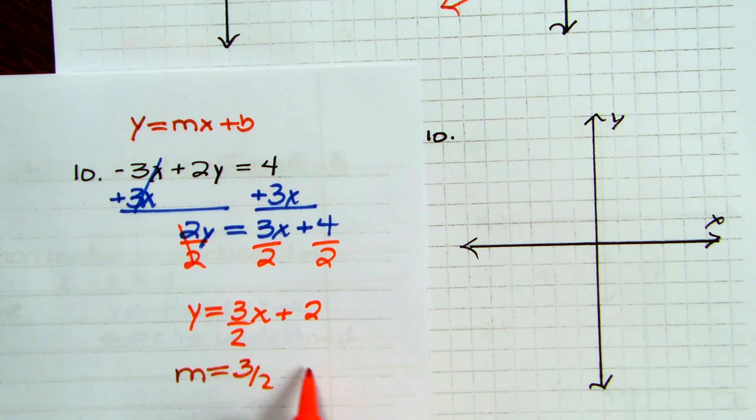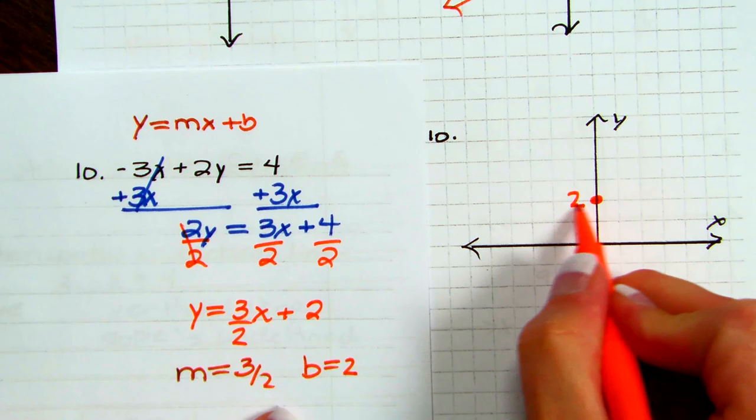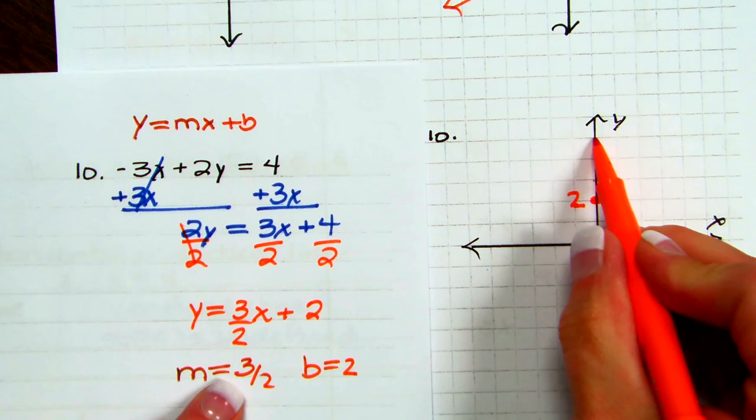Now, in a minute, we're not going to change these into slope-intercept form. We're going to see why we wouldn't do that. Right now, we ended up with a fraction. That's because that negative 3 is not divisible by that 2. So anyway, our slope is 3 halves, and the y-intercept is 2.